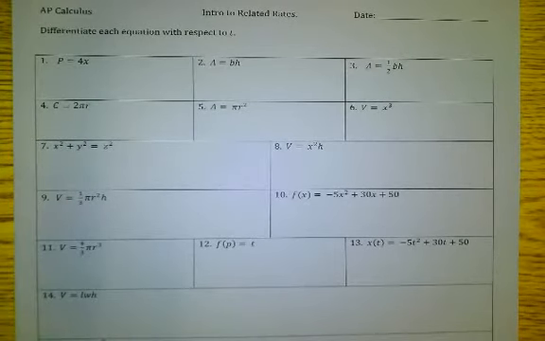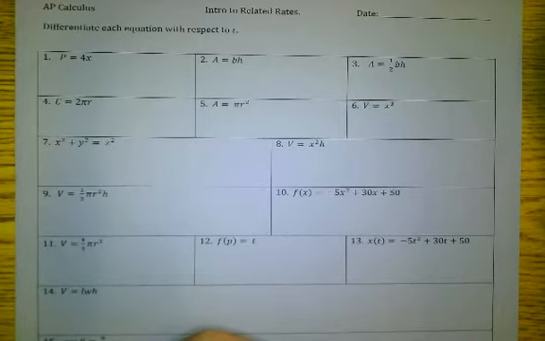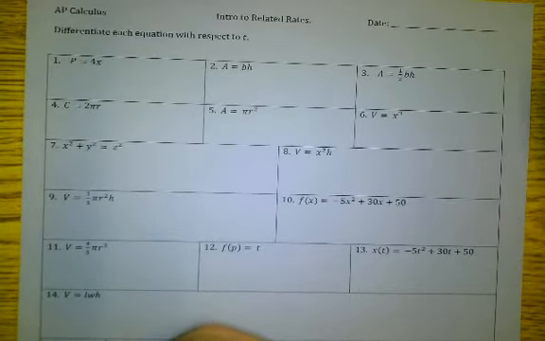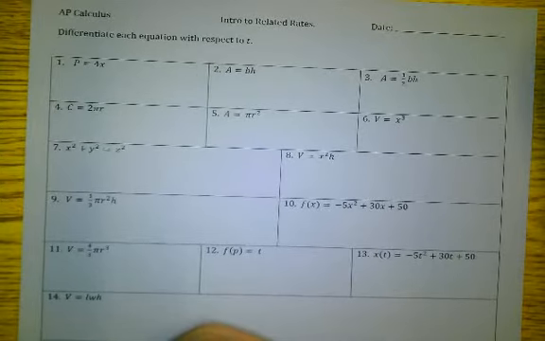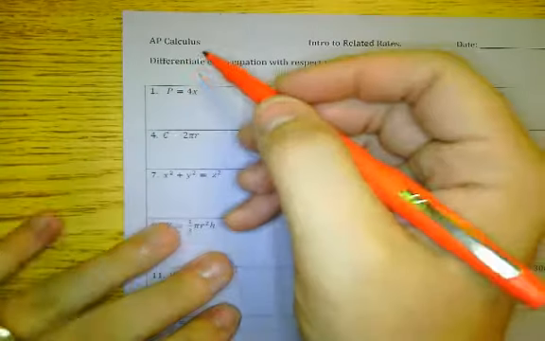Alright, so, interrelated rates. Everything we've done, we've been taking derivatives with respect to x. That's going to change for this one, because we're going to do word problems. And every single word problem we do is going to involve time. So we're going to start taking the derivative with respect to time. Okay? So, this first one right here.